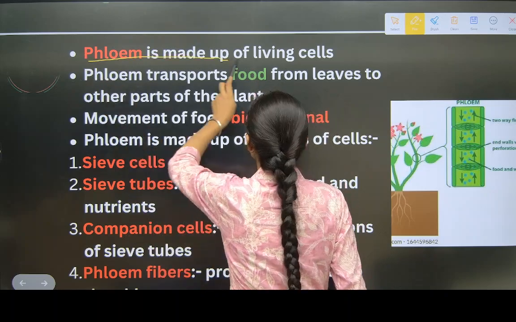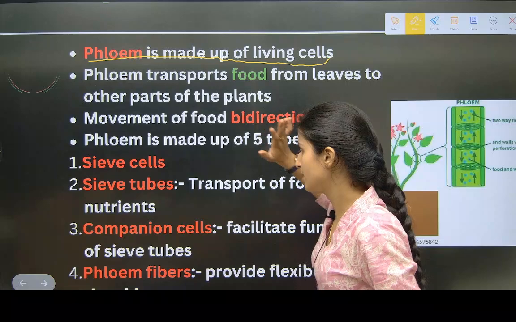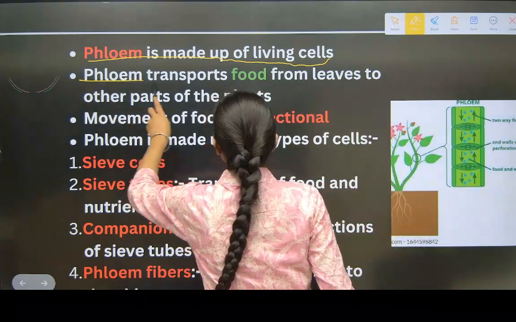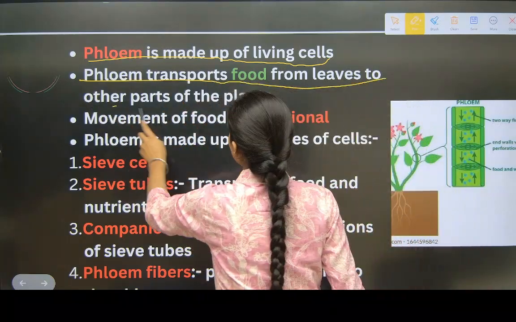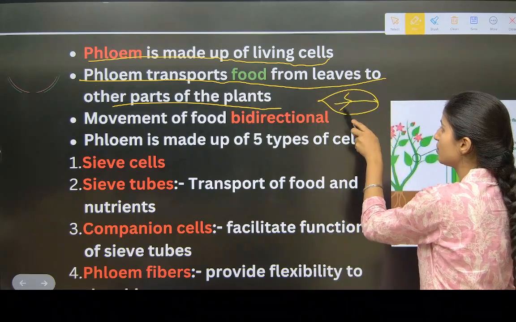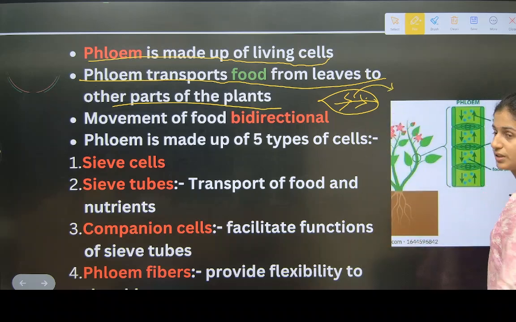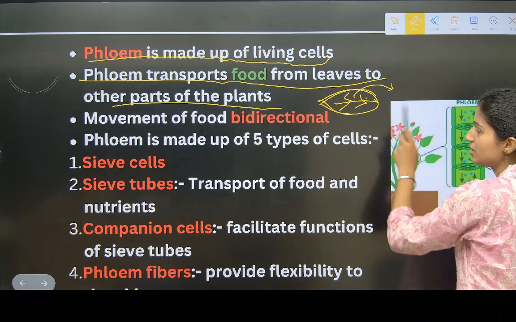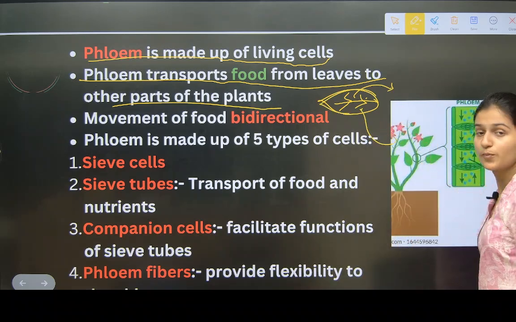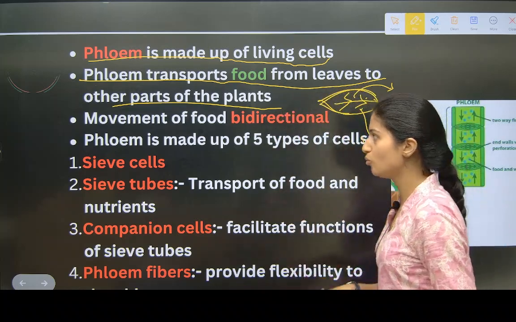Phloem is made up of living cells. It is made up of living and dead cells actually, but here it is written living cells. Phloem transports food from leaves to other parts of the body. Why from leaves? Because only on leaves is there the green pigment, chlorophyll, in the chloroplast, and here photosynthesis is done and food is made. So from here only it is transported to the whole body.